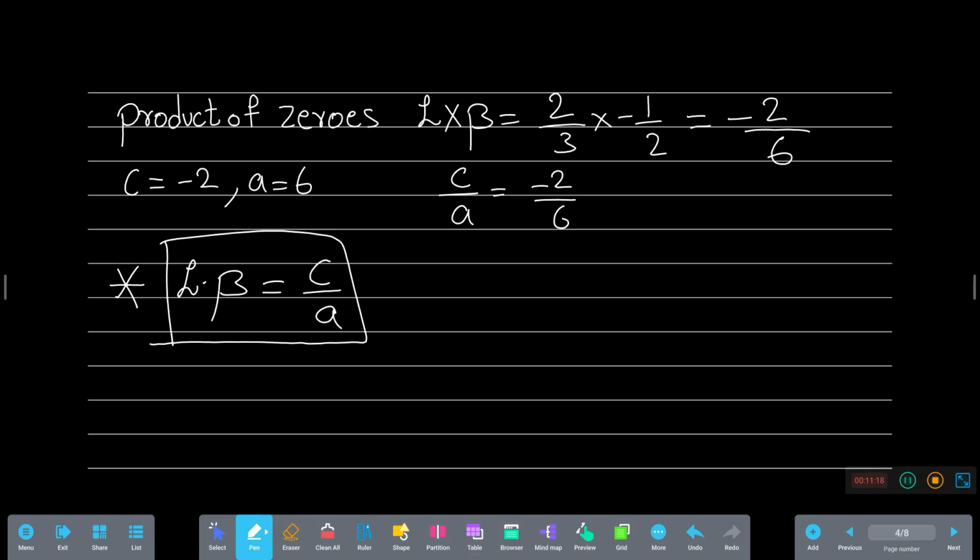So these are the two relations between zeros and coefficients of a quadratic polynomial. Alpha plus beta is equal to minus b by a. Okay, next.